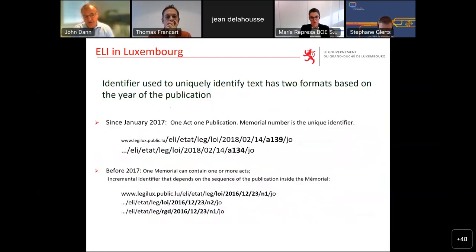Identifiers: we decided in Luxembourg to use the identifier ELI, and that is how people cite. A citation is done by type and date of signature, and then a unique number in the Memorial. So you can see a loi from the 14th of February 2018, published in series A, number 139. Those are really easier for the public to see and understand what they are seeing above in the navigator. So it's really quite easy for them.